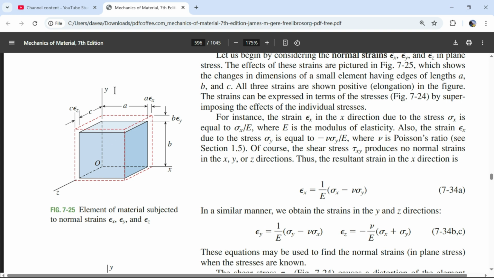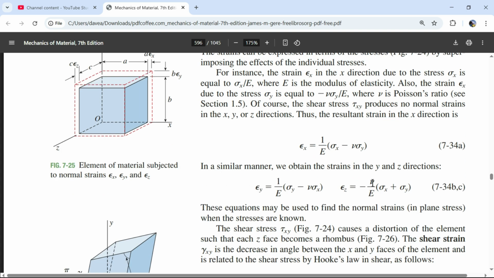And the same thing here. And so we have the strain is going to be this value for sigma y times Poisson's ratio. It's going to be negative. And you have to divide it by E to get that strain. So that's what we have here.